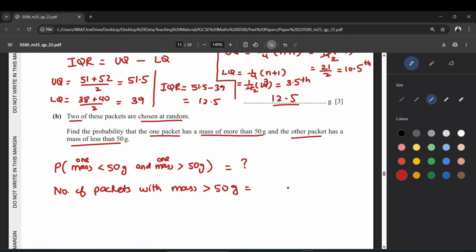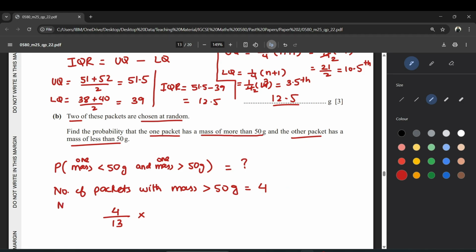So how many packets are there whose mass is greater than 50? That is 4. So the probability that the first one has a mass greater than 50 will be 4 divided by 13. 13 is the total number of packets, and 4 is the number of packets whose mass is greater than 50. Multiplied, because when you're choosing 2 packets at random, they will be multiplied.